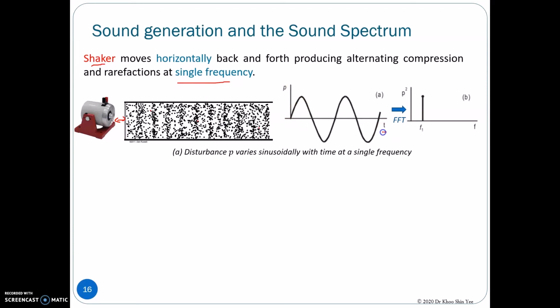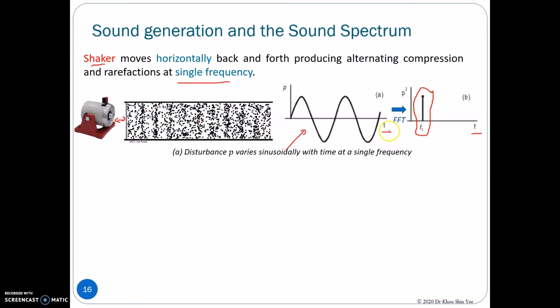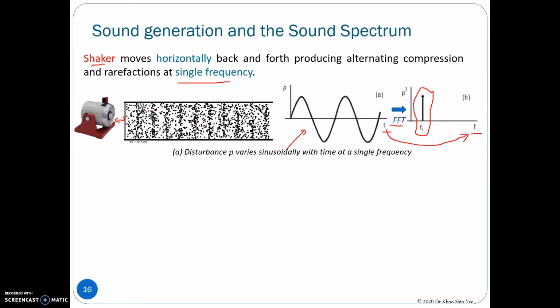So you can see in the time domain, we have a sinusoidal wave, and if we convert it to the frequency domain, we obtain a single frequency component of the sound spectrum. The conversion from time to frequency can be done by using the fast Fourier transform.